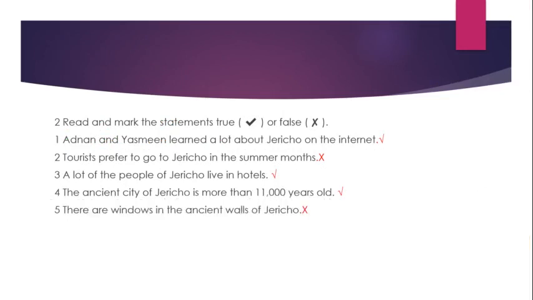Let's solve our questions. Read and mark the statement true or false. Yasmin learned a lot about Jericho on the internet. True. Tourists prefer to go to Jericho in the summer. False. In the winter months a lot of people of Jericho lived in hotels. No, a lot of people there live in hotels because of tourism. The ancient cities in Jericho is more than 1,000. Of course, more than about 11,000 years.